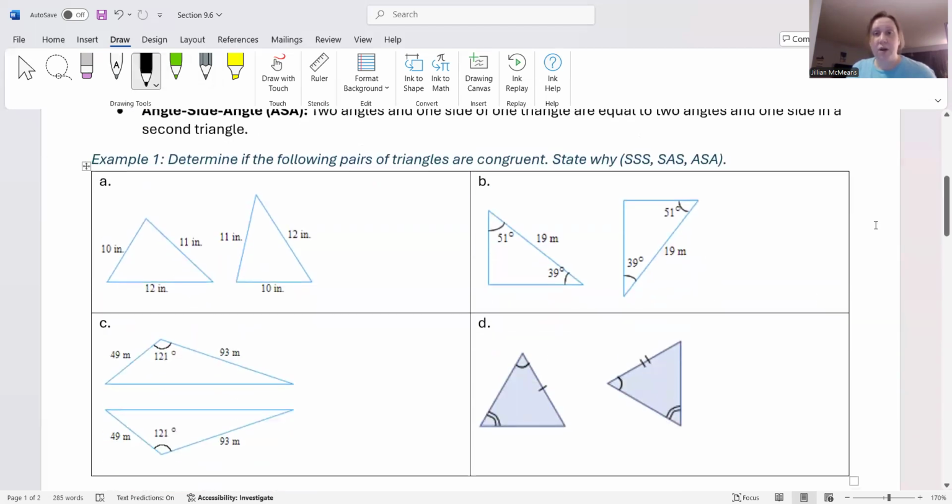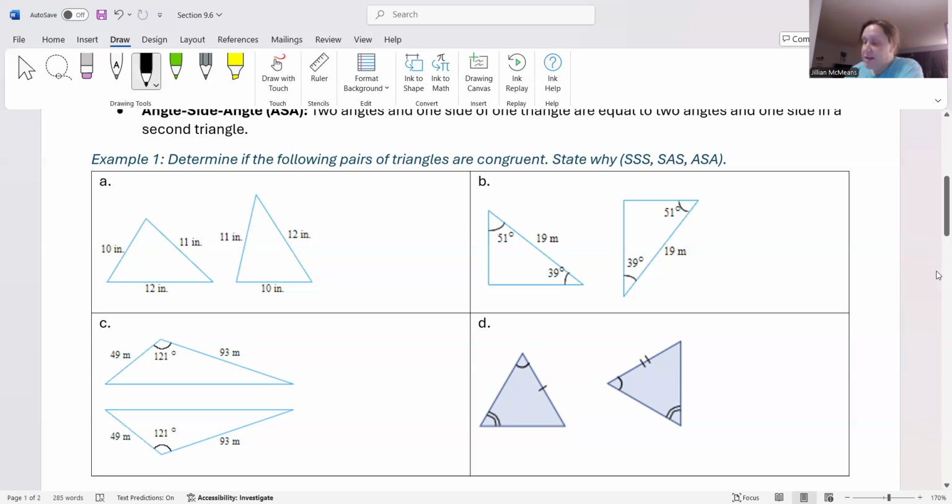So for example one here, it says determine if the following pairs of triangles are congruent and then state whether you've got a side, side, side situation, side, angle, side, or angle, side, angle. Okay. So for part A, we have these two triangles. They are definitely not oriented the same way. So it may be helpful for you to redraw them so that they are. That is totally up to you.